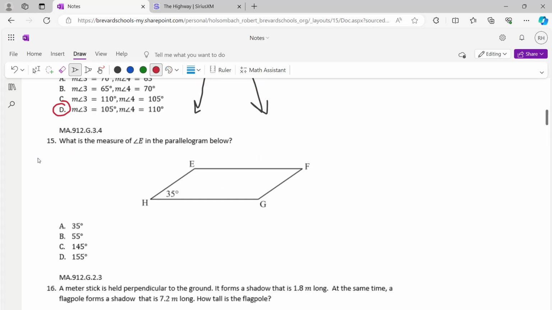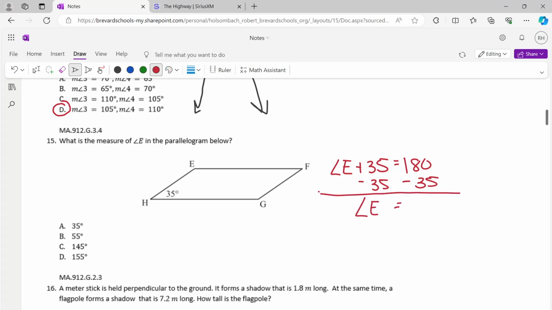Problem number 15, what is the measure of E in the parallelogram below? All right, this is just a rule regarding parallelograms where consecutive angles are supplementary. So angle E plus 35 equals 180. So subtract 35 from each side. And angle E is equal to 145.